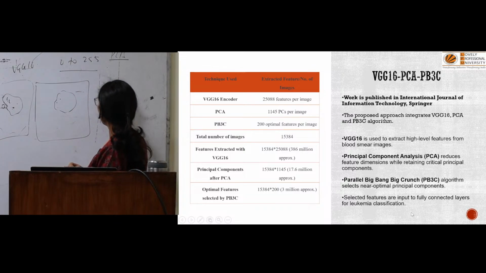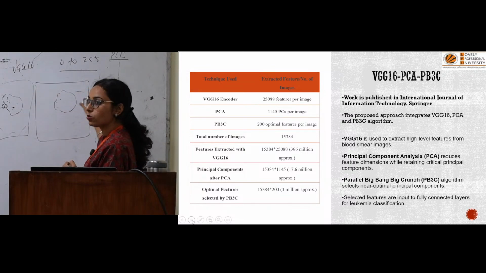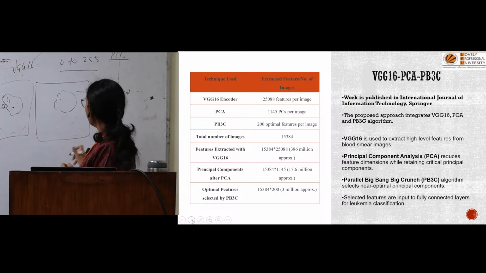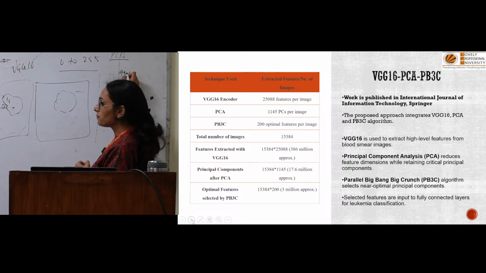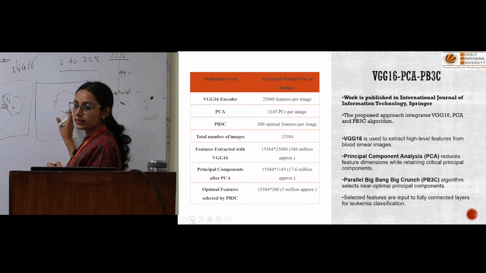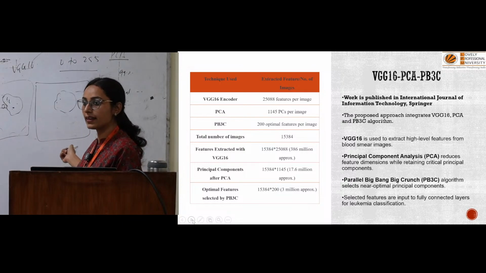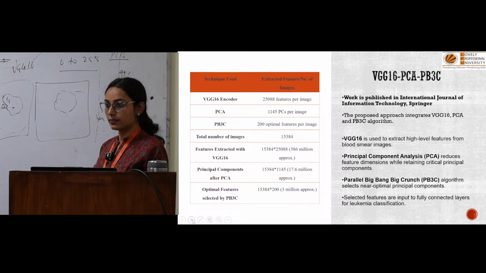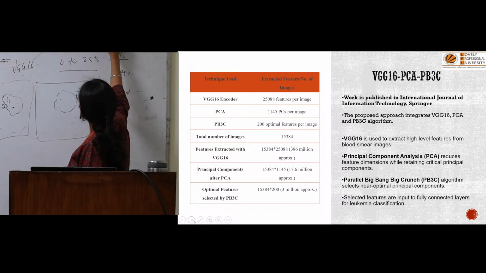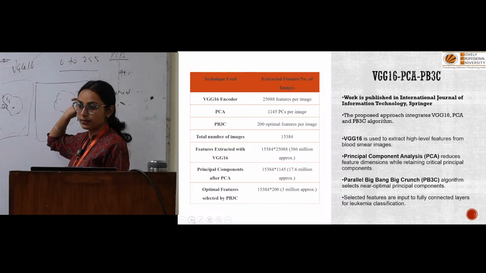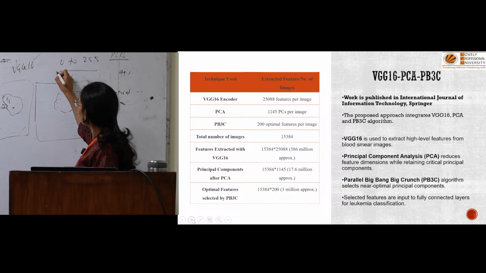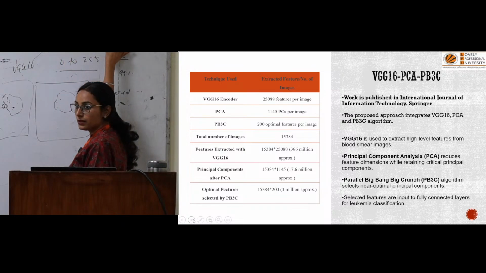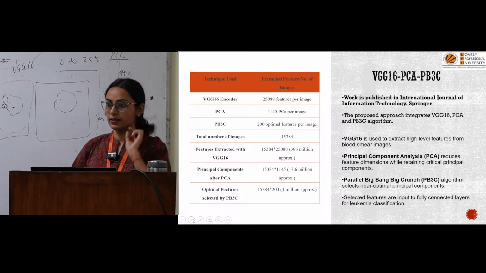In case of PCA, firstly the covariance matrix is calculated. After that the eigenvalues and eigenvectors are calculated. Then it looks at the variance. We have considered 99% variance over here. 99. Yes sir. So with 99% variance, whatever features were there, we have considered those features. Then out of this, it has extracted 1145 principal components out of 25088.